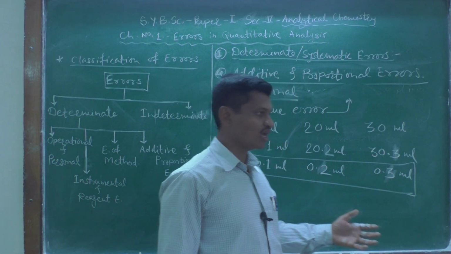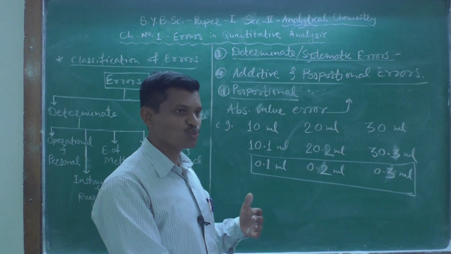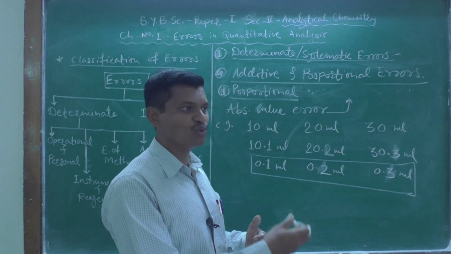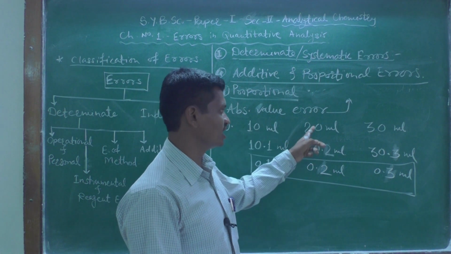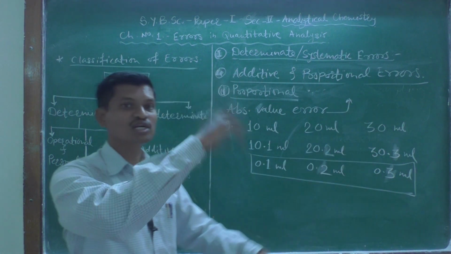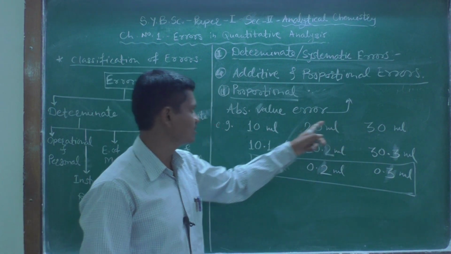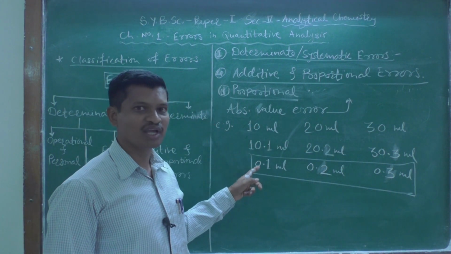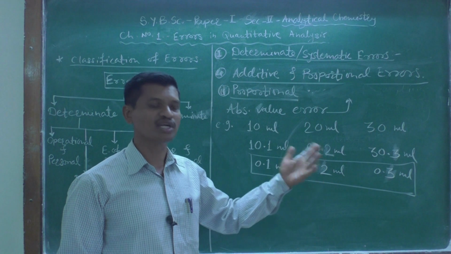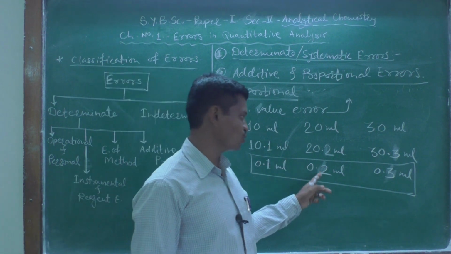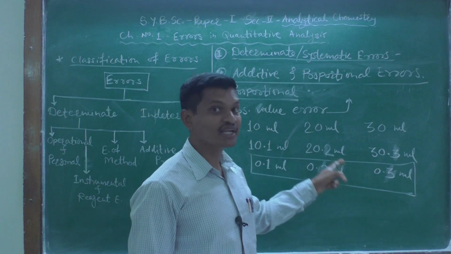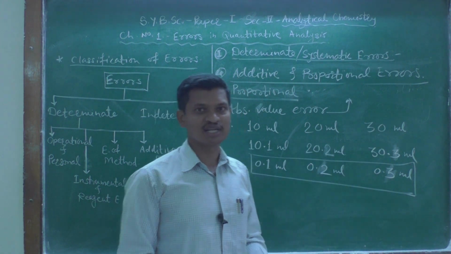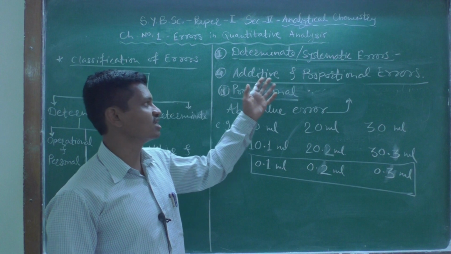Means what? As we are increasing the volume or amount of that sample from 10 to 20, 20 to 30, proportional to this, the value of error, absolute error, is also increasing from 0.1 to 0.2, 0.2 to 0.3 in proportion to the increased volume. So such errors are called proportional errors.